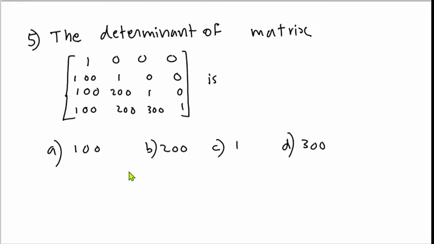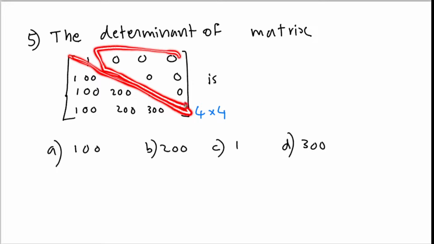So let's look at the next problem. Okay. We need to find the determinant of the matrix. I think there is not much calculation needed here. The matrix is a 4 by 4 matrix. So when we look at this type of matrix, this is a triangular matrix. Triangular matrix means in a square matrix, this is the diagonal of the matrix. On the upper side, we can see all zeros.